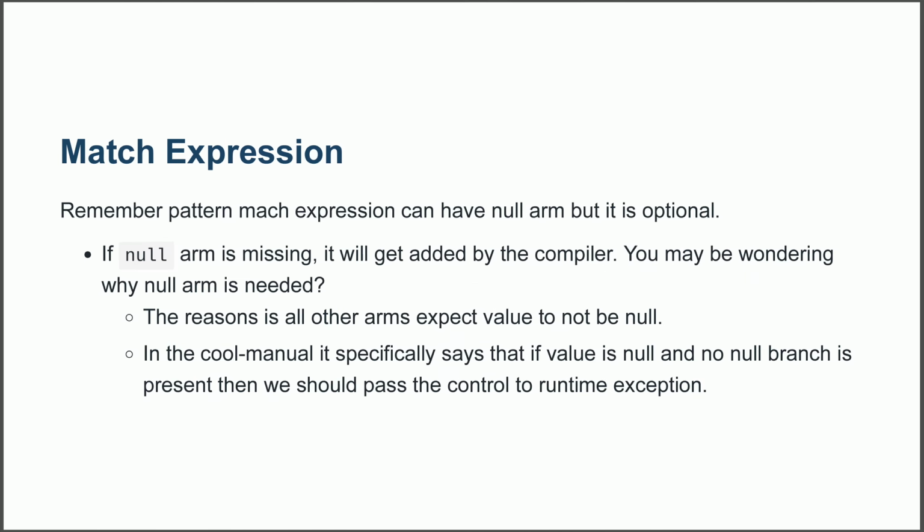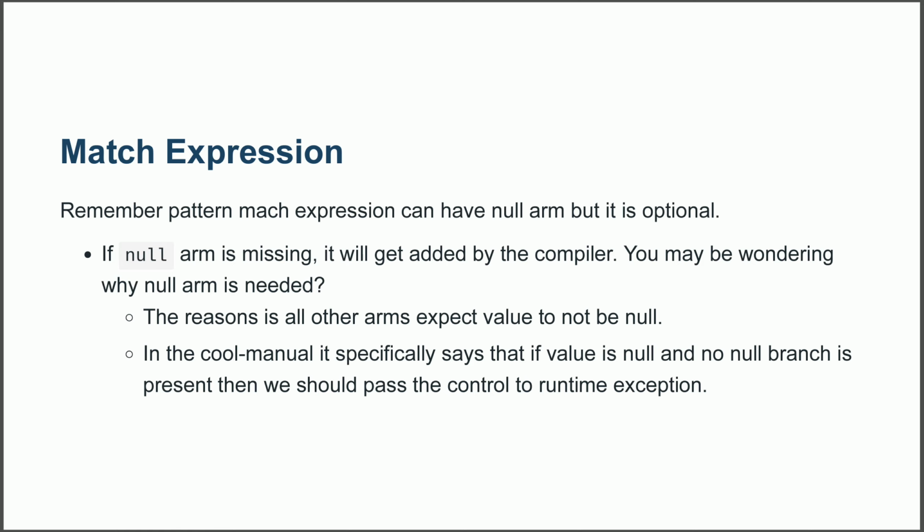Okay, let's continue. So the match expression or the type case, C type case, if you remember it correctly, there is a null branch arm, and if you read the handout on the CS 654 CAS website, the official CAS website for the CS 654, you will see that there is a link for the cool manual.